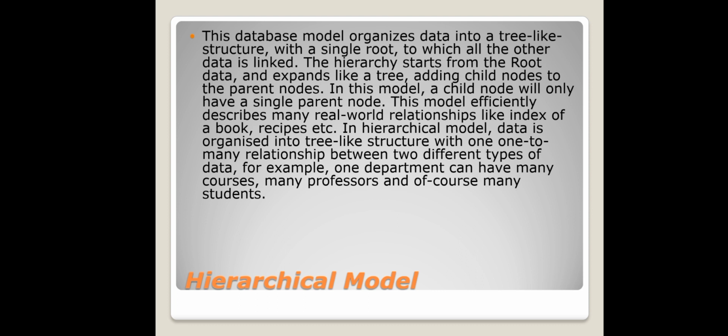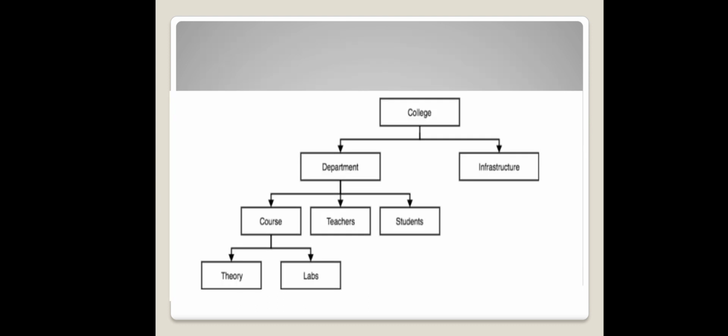This model efficiently describes many real-world relationships like index of a book, recipes, etc. In hierarchical model, data is organized into tree-like structure with one-to-many relationship between two different types of data. For example, one department can have many courses, many professors, and of course many students. Here is the diagram showing hierarchical model.